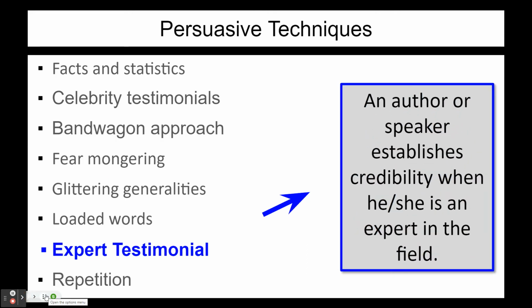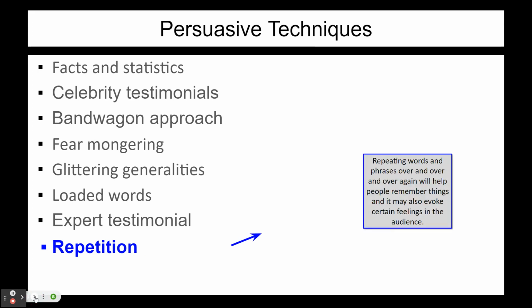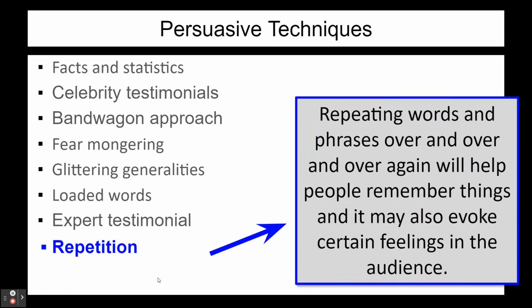Expert testimonial: an author or speaker establishes credibility when he or she is an expert in the field. Repetition: repeating words and phrases over and over again will help people remember things, and it may also evoke certain feelings in the audience. Just depends on what they're repeating. So it's either to help them remember or help them feel something.